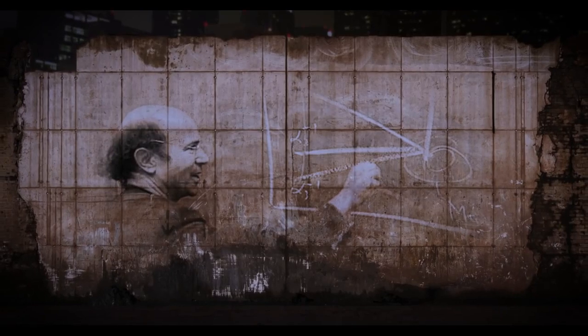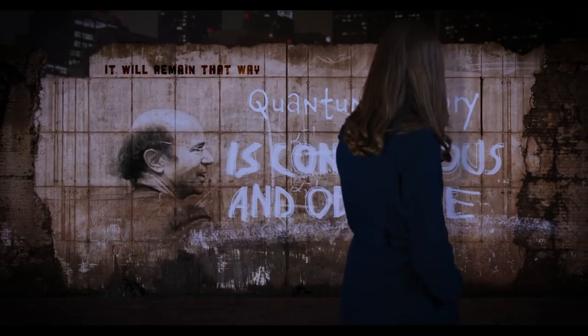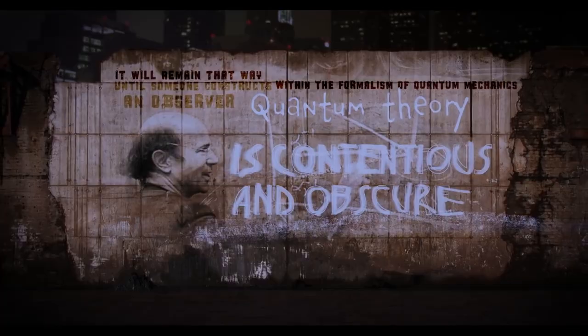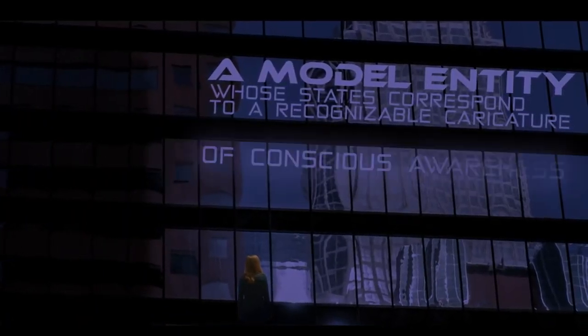And Nobel Prize winner Frank Wilczek said that quantum theory is contentious and obscure, and that it will remain that way until someone constructs, within the formalism of quantum mechanics, an observer, a model entity whose states correspond to a recognizable caricature of conscious awareness. An entity, an observer. So Frank Wilczek is basically talking about an entity, not necessarily a human being or an animal, that is capable of generating information by observing and measuring. But what would that conscious entity be?